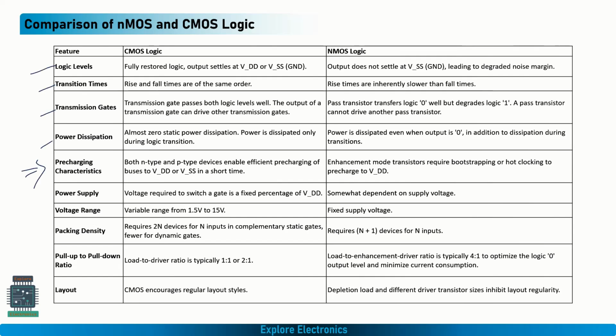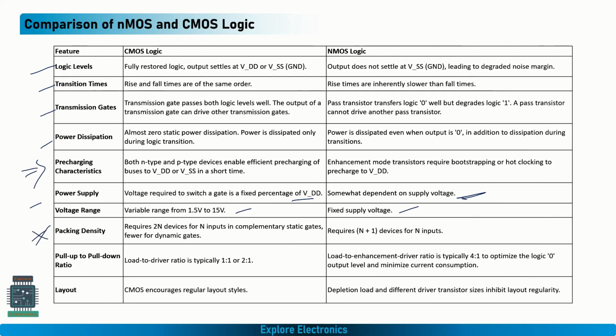This needs some understanding of how the transistor actually works. And the power supply, if you take, the voltage required to switch a gate is a fixed percentage of VDD. Here it is somewhat dependent on the voltage value we are going to give. And the voltage range can be from 1.5 to 15 volts here. It will be a fixed supply voltage here.